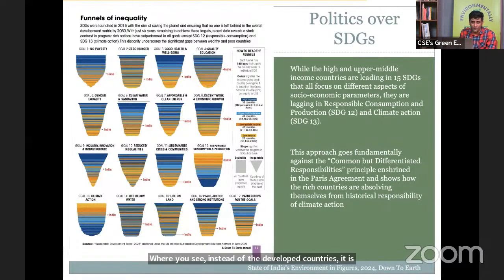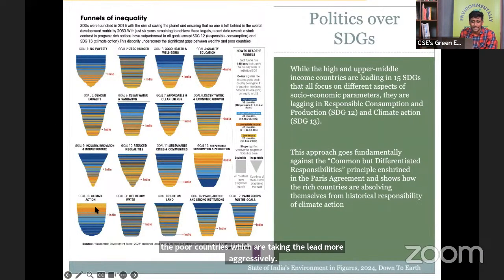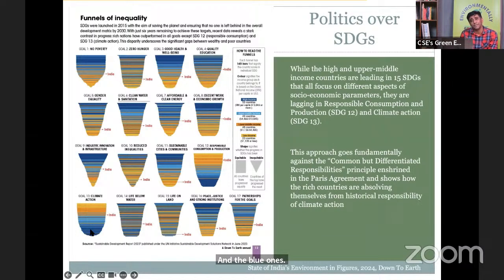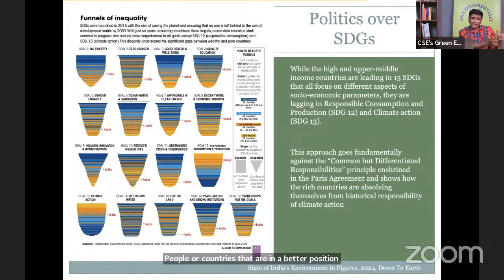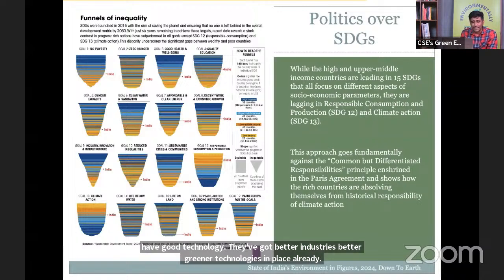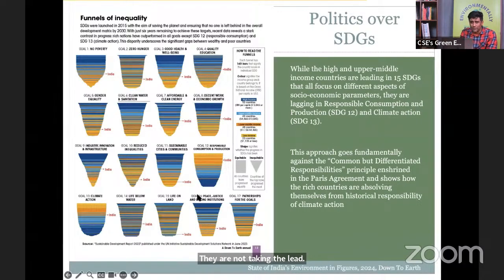Over here, you for the first time see that the yellow and the oranges are at the top, and the blue ones, the countries that are in a better position to act because they have a good healthcare system, good technology, better industries, better greener technologies in place already, are not taking the lead. And the second problem is with SDG 12, which is on the right-hand side in the third column. SDG 12 is about responsible consumption and production.